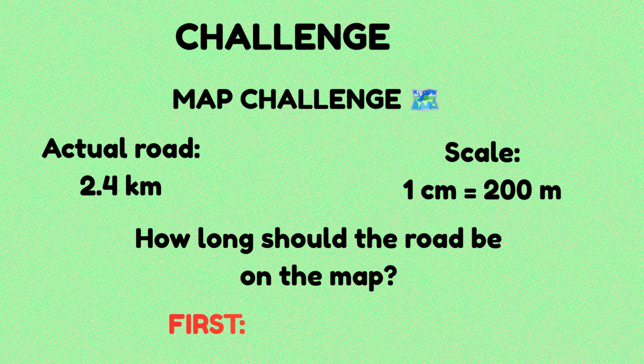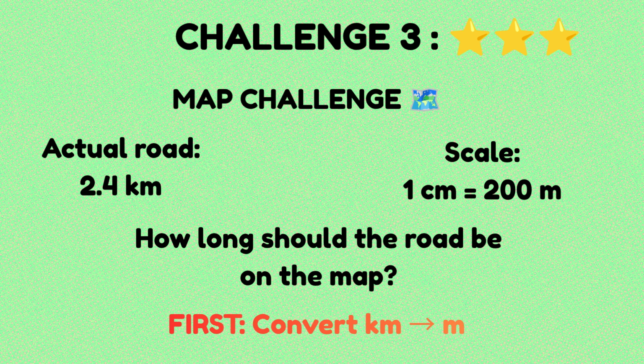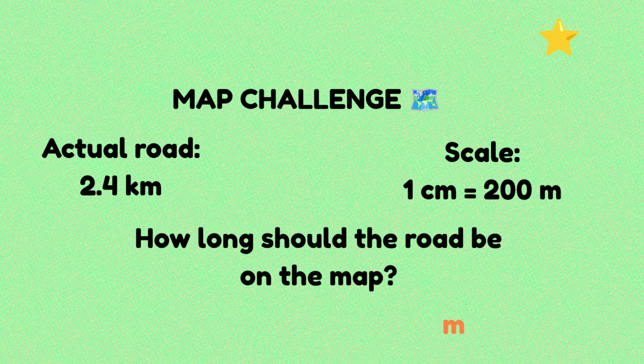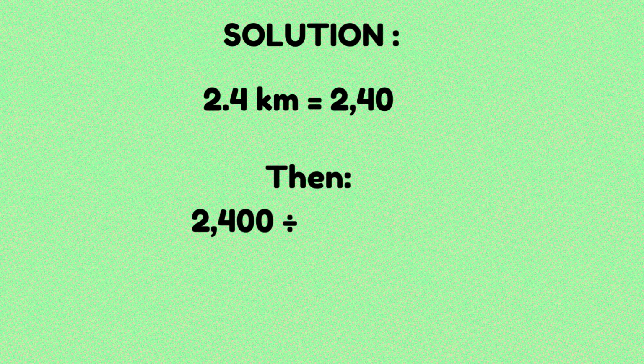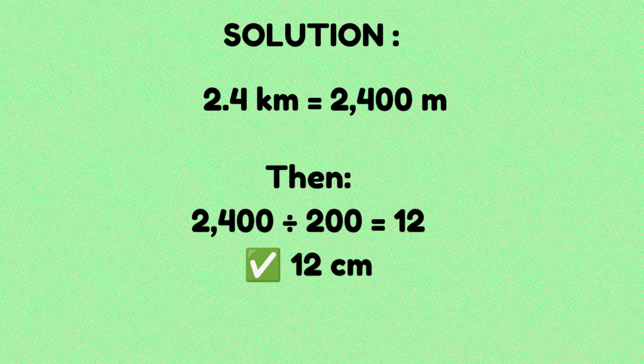Now we have an important extra step. The actual road is 2.4 kilometers long, but our scale uses meters. First, convert kilometers to meters. Then use the scale to find the drawing length. 2.4 kilometers is 2,400 meters. Now divide 2,400 by 200. The answer is 12. Therefore, the road should be 12 centimeters long on the map.